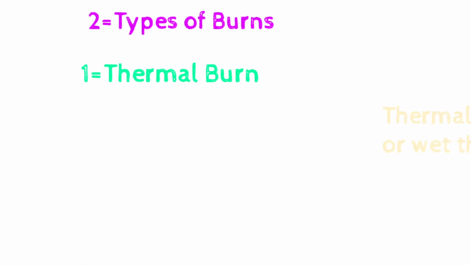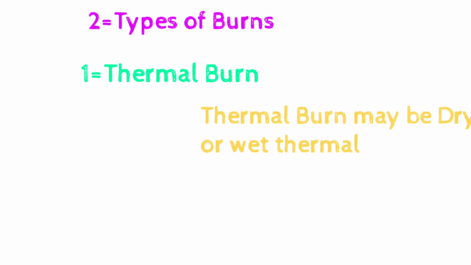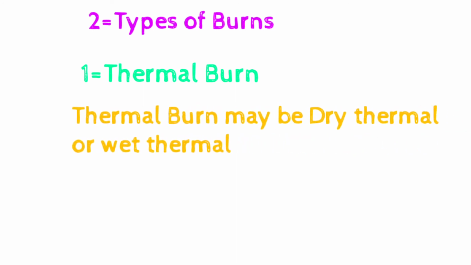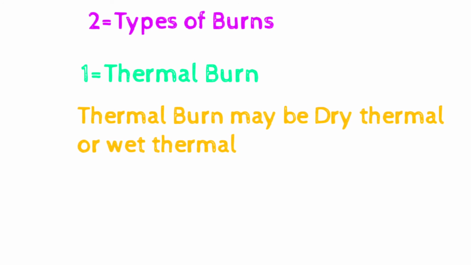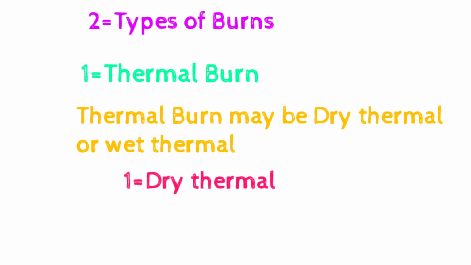Now after definition, come to the types of burns. There are 4 types of burns. In the first 3, there are again subtypes of burn, 2 subtypes in each one. Now the first is the thermal burn. The first type of burn is the thermal burn, if our body comes in contact with a hot object. Thermal burn is then divided into subtypes, dry thermal and wet thermal.